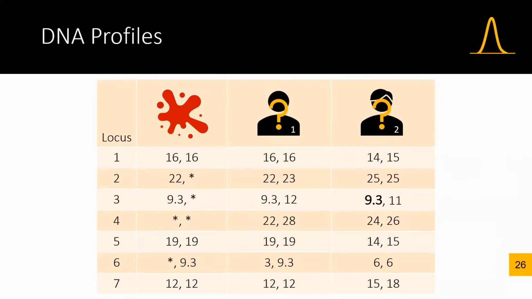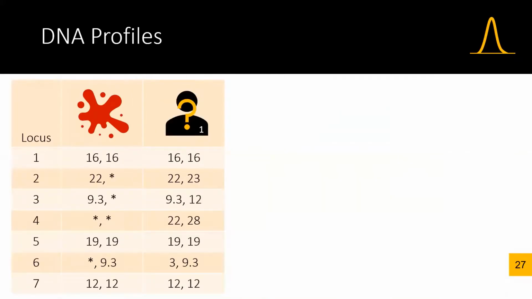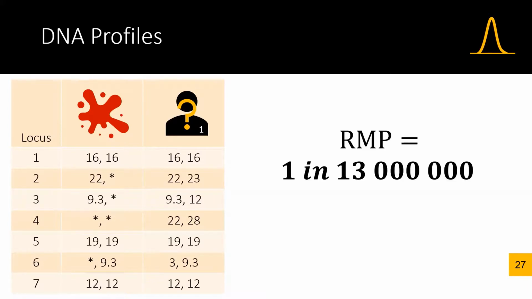And then we can also compute statistics to identify the probability that suspect 1 contributed to the crime scene sample. To do this, we use population databases to identify the frequency of alleles of interest within the population. With this information, we can calculate the RMP. I have calculated the random match probability here to be 1 in 13 million.